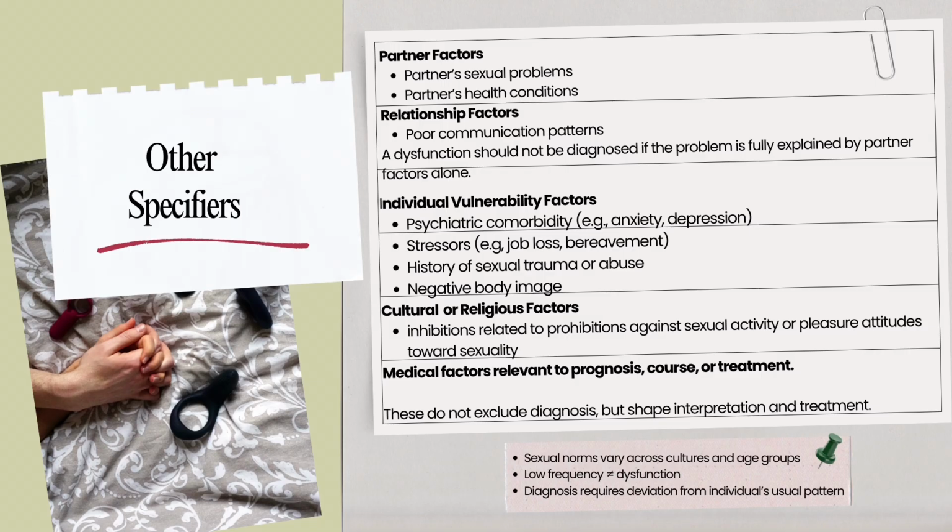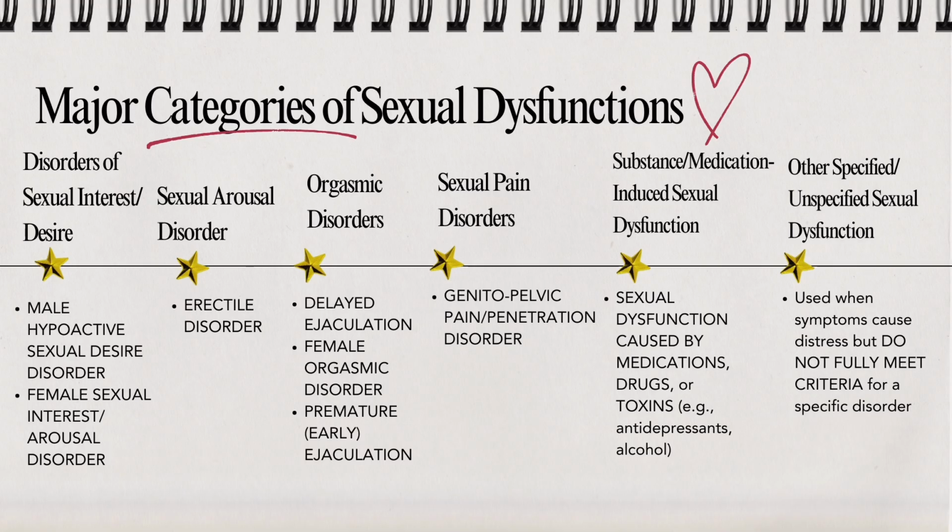Other specifiers include partner factors, relationship factors, individual vulnerability factors, cultural or religious factors, and medical factors. A sexual dysfunction should not be diagnosed if the problem is fully explained by a partner or relationship factors alone. These factors do not exclude diagnosis, but they also guide interpretation. Sexual dysfunctions are classified into major categories: disorders of sexual interest or desire, sexual arousal disorders, orgasmic disorders, sexual pain disorders, substance or medication-induced sexual dysfunction, and other specified or unspecified sexual dysfunction.